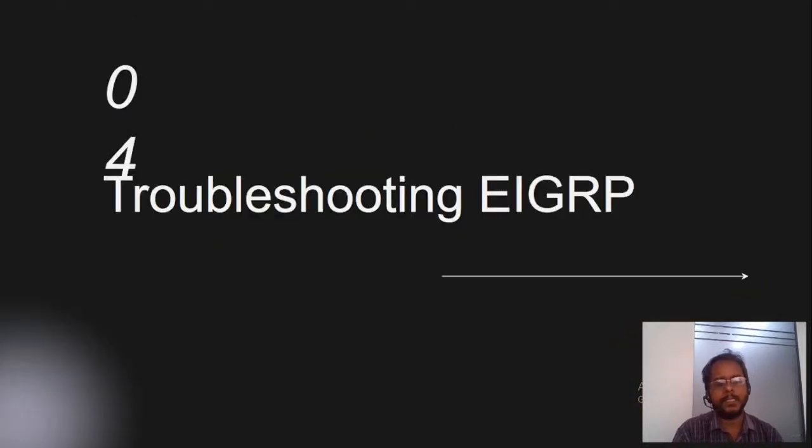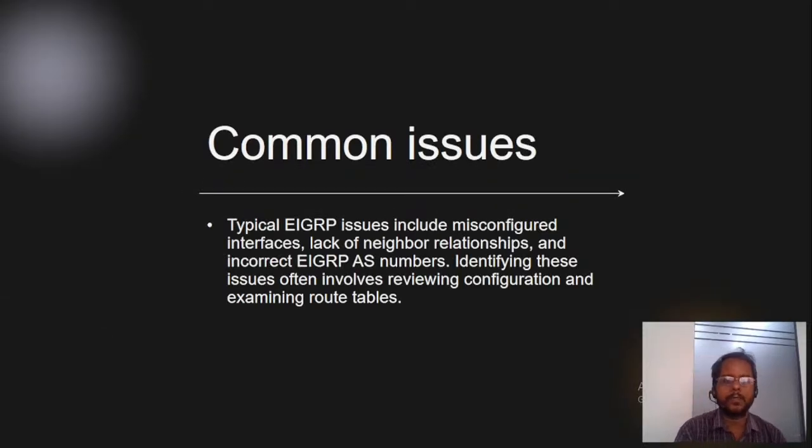Then troubleshooting EIGRP. Common issues that arise include misconfigured interfaces, say the IP address is misconfigured or the interface is shut down, lack of neighbor relationship, and incorrect EIGRP AS number. If the AS number is incorrect, like you have changed the AS number, then definitely the neighbor relationship will not come up. Identifying these issues often involves reviewing configuration and examining the route tables.